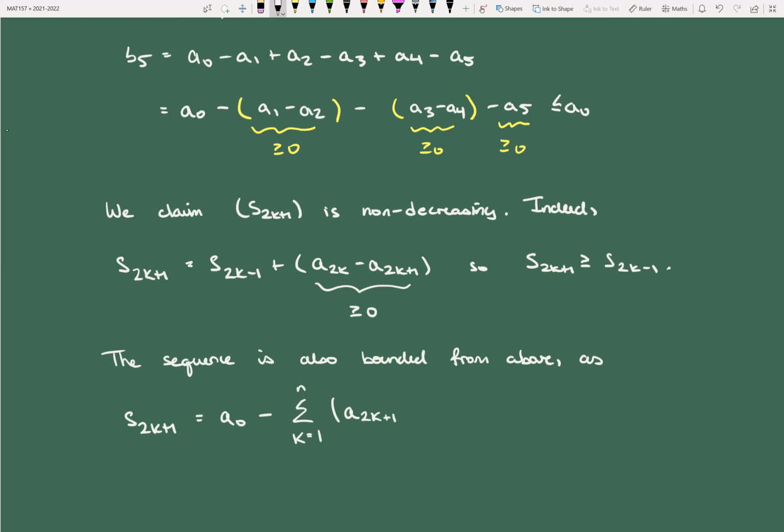a2k plus 1, no, I should do minus 1, minus a2k, minus a, oh no, I should use a different index because I'm already using i, minus a2k plus 1. Let me double check my indices. If I plug in i equals 1, I'm going to get 1 minus 2. That looks good. And if I plug in the nth index, a to the 2n minus 1, a to the 2n, oh sorry, this should be k then. There we go.